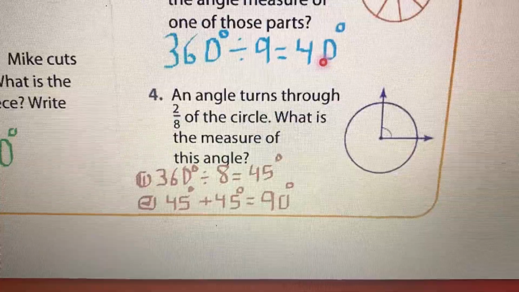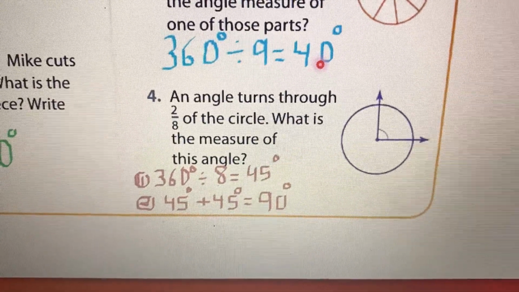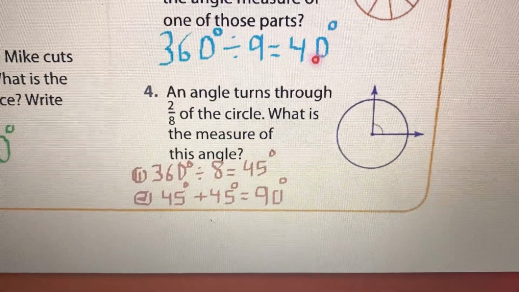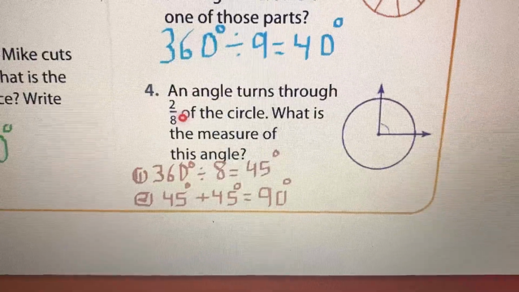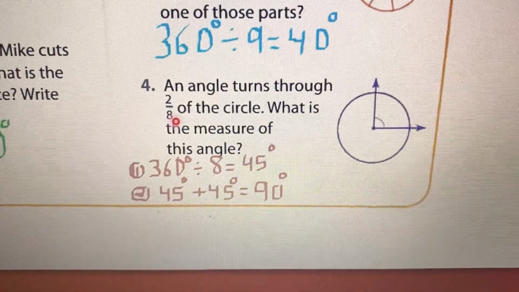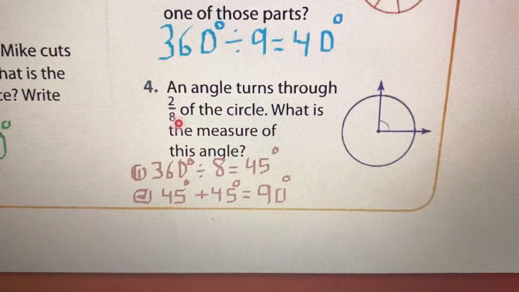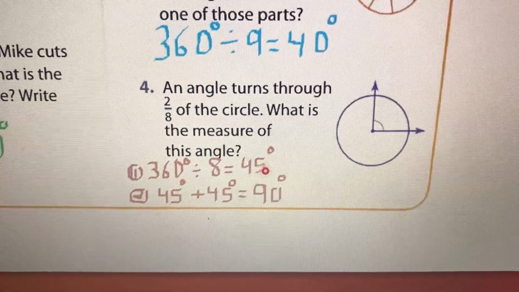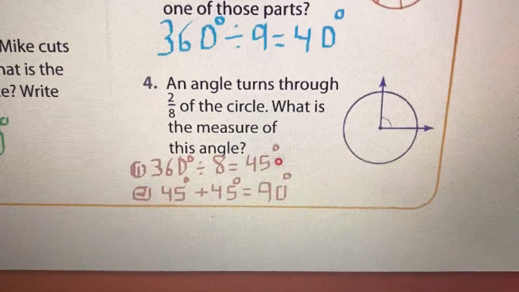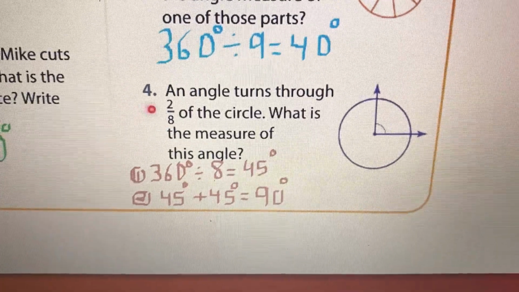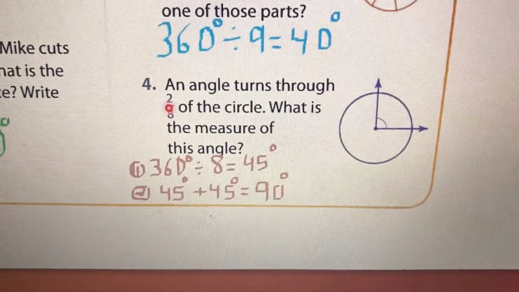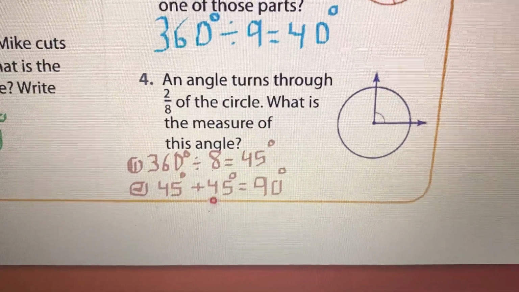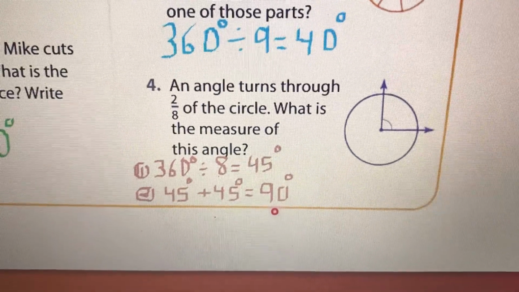Question number 4. An angle turns through 2/8 of the circle. What is the measure of this angle? As we said before, let's first find it for one unit fraction. 360 divided by 8 equals 45 degrees. Since I have two unit fractions here, because in the numerator I have 2, I will add 45 two times. 45 plus 45 equals 90.